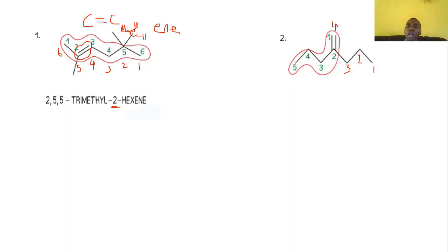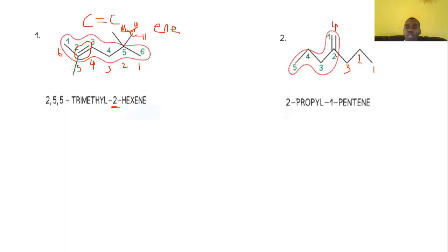So as a result, our longest chain then becomes what? Our 5. So this one will be heptene, with E-N-E. So this is heptene. Now, is there any other branch? No. So here, if we start from here, then the whole lot of this one here is going to be a branch. So this is CH2, CH2, CH3. So that is a propyl as well. So as a result, we are going to have this.